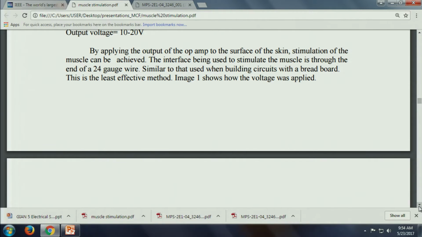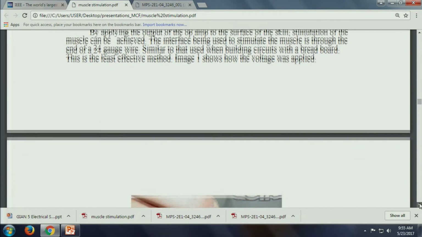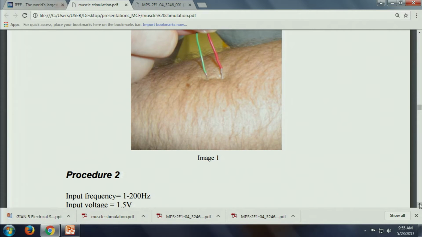And then by applying the output of the op-amp to the surface of the skin, stimulation of the muscle can be achieved. So the interface being used to stimulate the muscle is through the end of a 24 gauge wire. I will show you, similar to that used when building circuits. He is a really smart fellow, he just used whatever was available, he did not take the time to go and get something. That was the first thing.